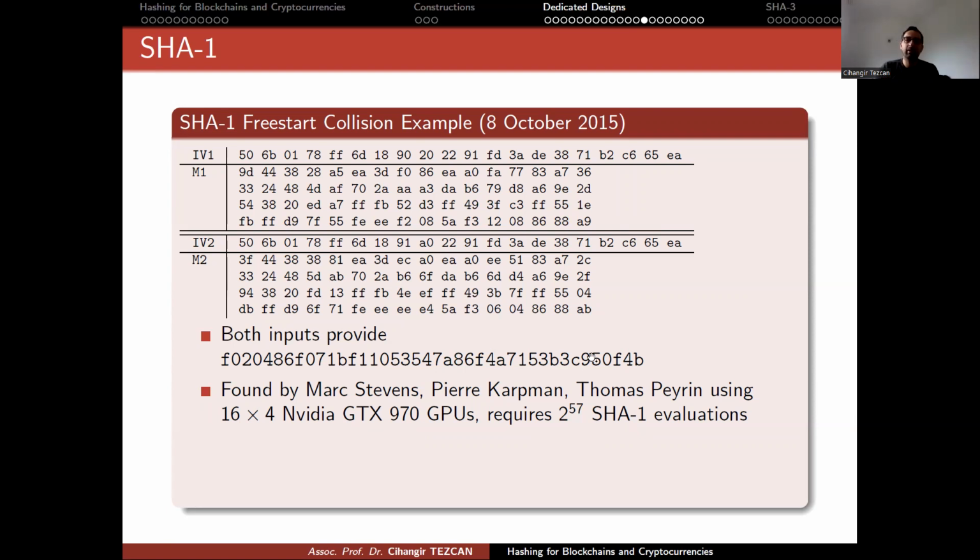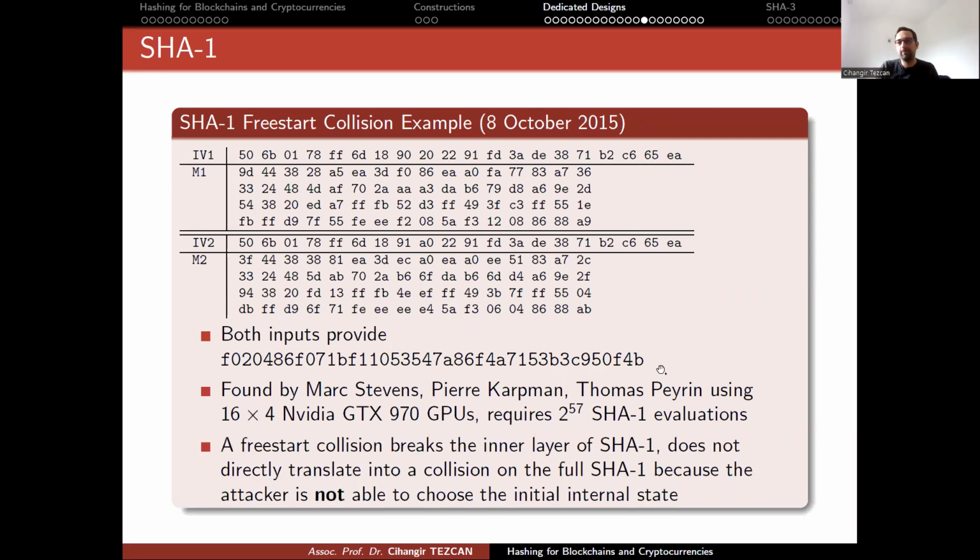But here there is a trick. Here, Mark Stevens did the following. Instead of using the same IV, they used different IVs. So for instance, as you can see, here we have 90, here we have 91. This doesn't make much sense in practice, because in practice we use the same, fixed IV, right? But here Mark Stevens is trying to show that we can find a real collision if we have enough computational power. So a free start collision breaks the inner layer of SHA1, but does not directly translate into a collision on the full SHA1, because the attacker is not able to choose the initial internal state or the IV.